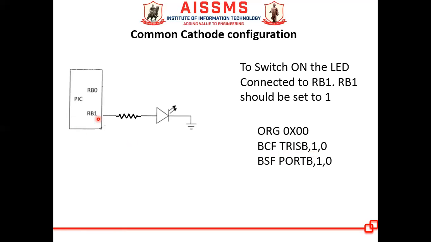Therefore, RB1 will be configured as an output port, and then the second instruction BSF PORTB, 1, 0 will set this particular bit, which in turn will switch on the LED connected to this particular bit. The resistor used over here is for limiting the current through the LED. So this is the common cathode configuration which we have seen. Now we'll take a look at the common anode configuration.